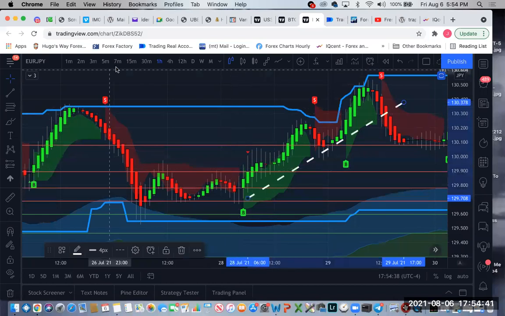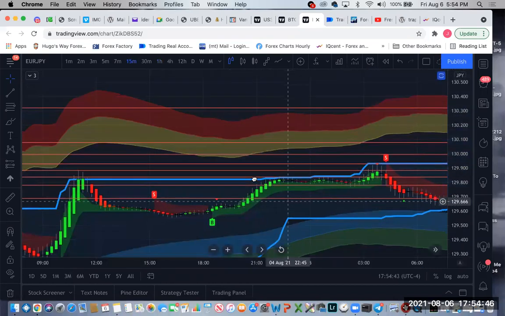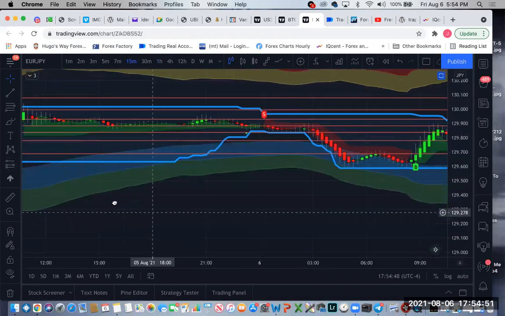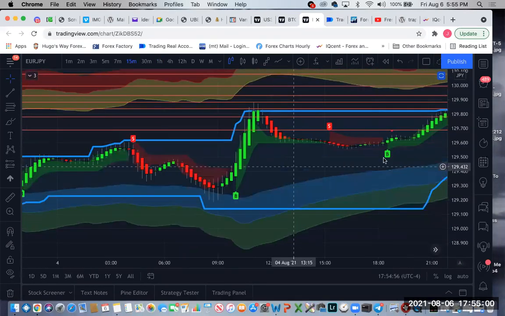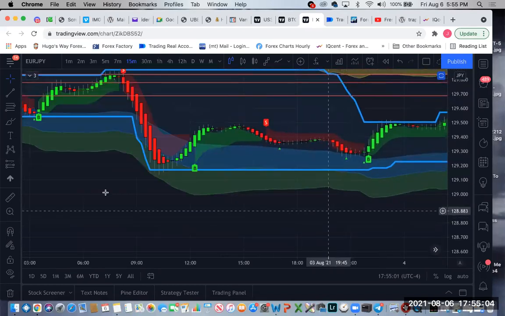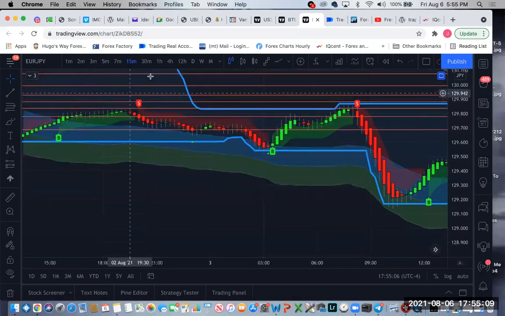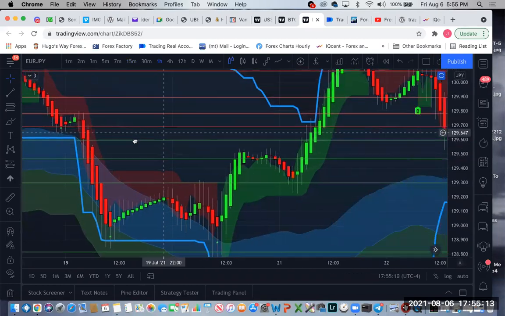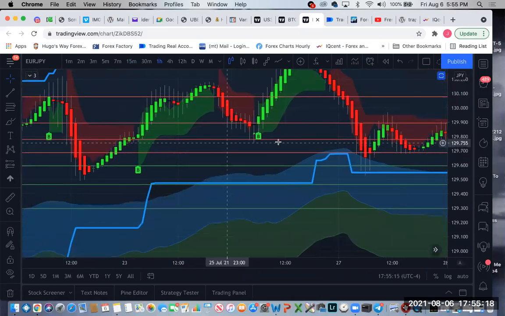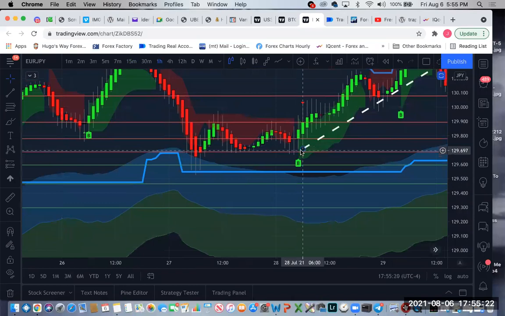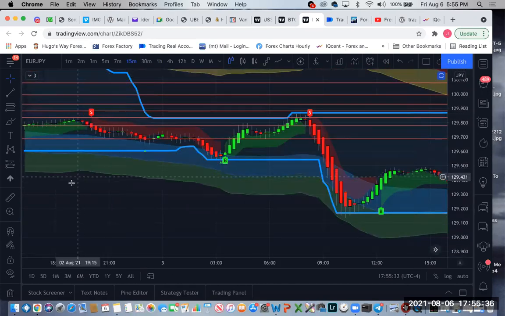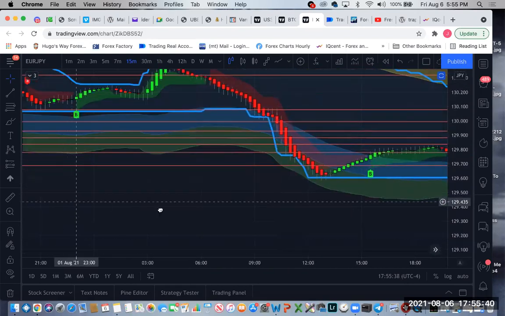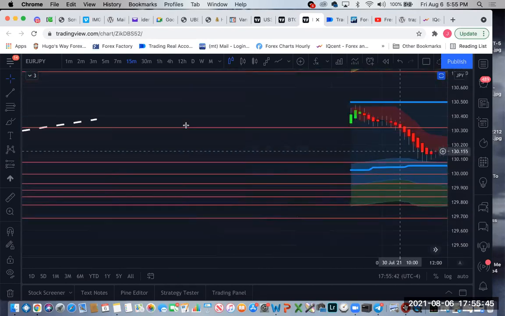Every time it gives me a buy signal, you said on the 15, let's go down to the 15. I'm not sure where that was though. Probably back this way somewhere. Okay, I'm not certain where it was. Let me go back to the 1 hour. Okay, there it is. So that's about 6 o'clock. So it's way back here. So there it is.